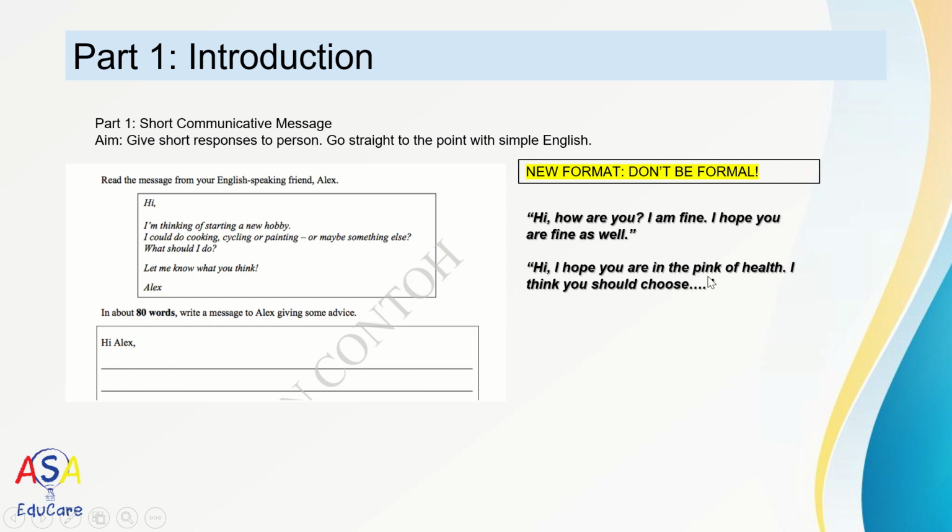Hi, this one very famous, right? In standard 6 you always have to write this. Hi, I hope you're in the pink of health. No, you don't have to do that anymore. Okay, so new format, just go straight to the point.